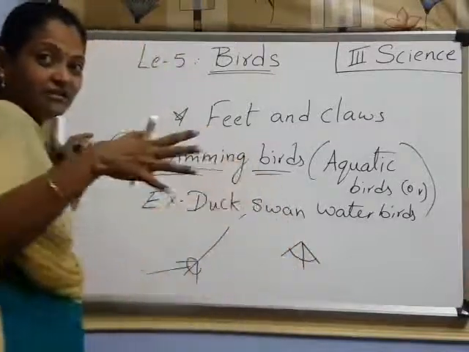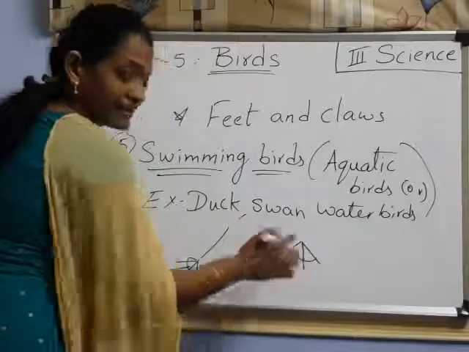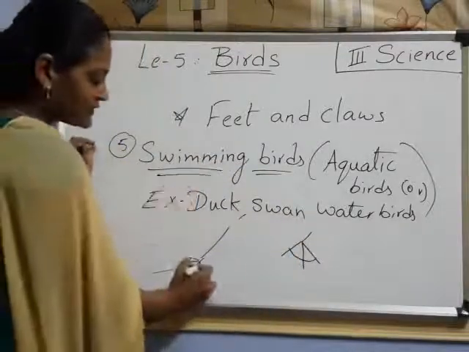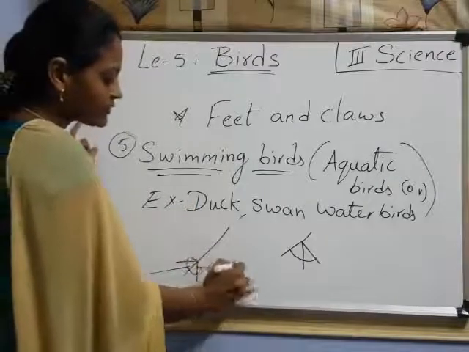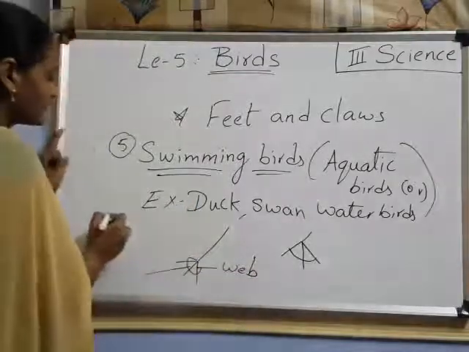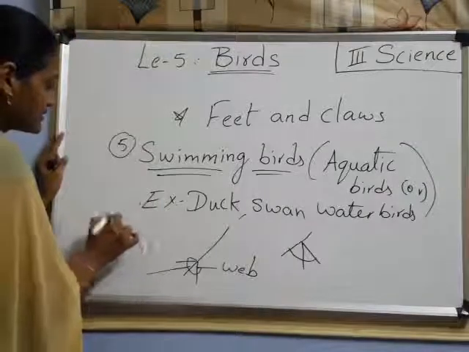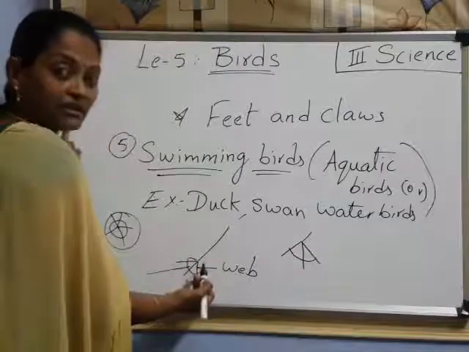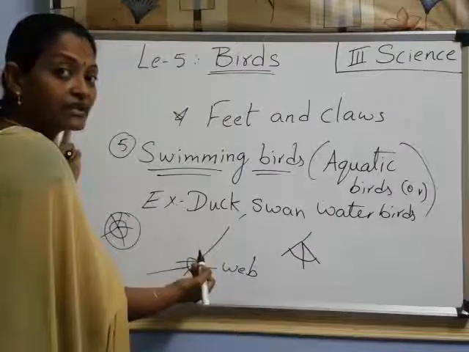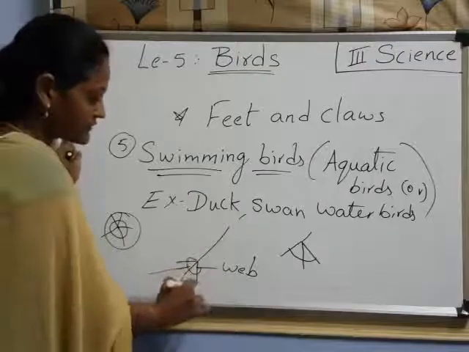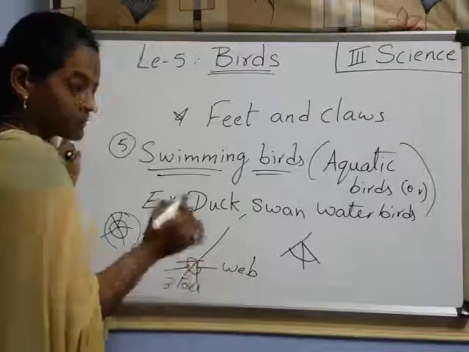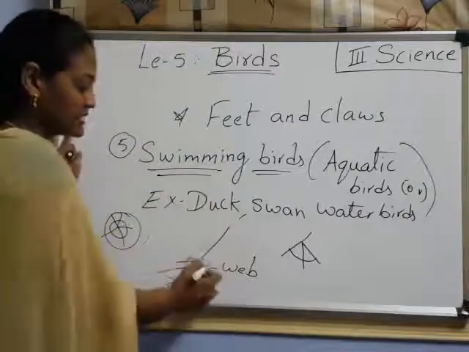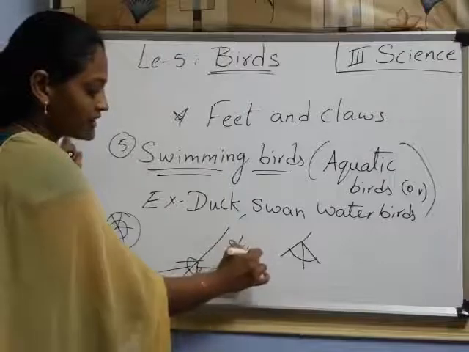Webbed means they have a web. Webbed means, do you know web? The skin is covered. The three toes are covered. This one we call a web, like a spider web, isn't it? Like this, this is a web. So like that, the foot has three toes, and the small one is at the back. These three toes are covered with skin. That skin we call a web.